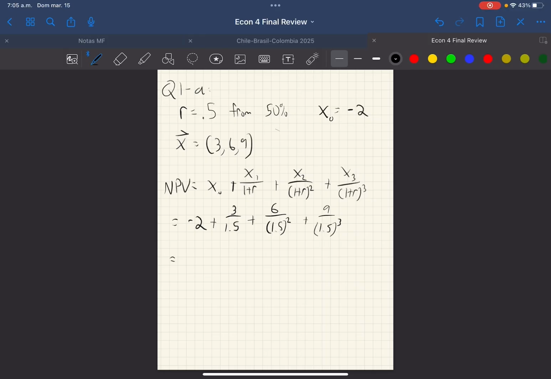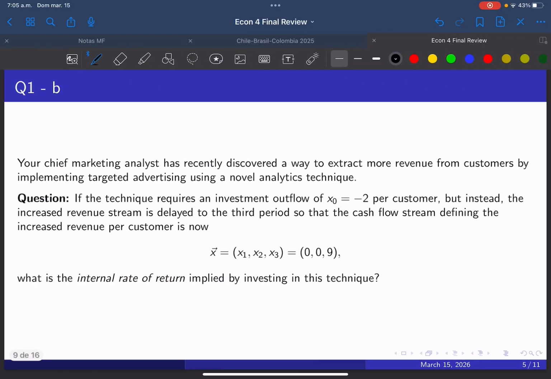And so then we get -2 plus 2 plus 6 over 2.25 plus 9 over 3.375. If you plug this into a calculator, first you can see these cancel out, and you'll be left with 5.32. And so that's the net present value of this investment. Okay, great. So now part B.